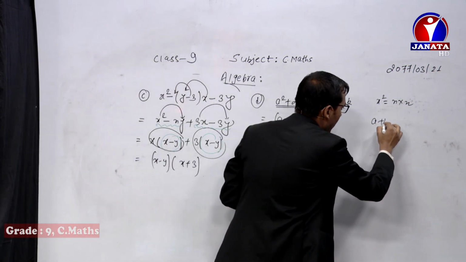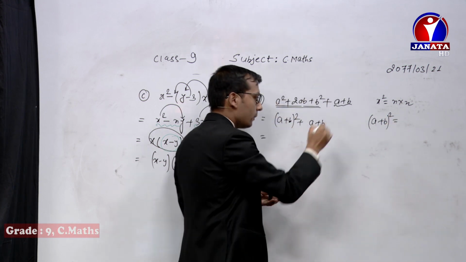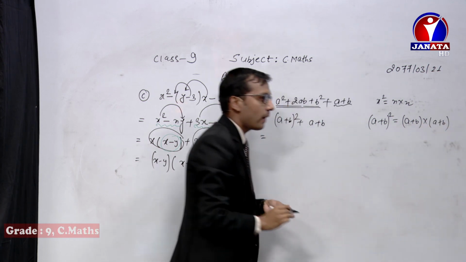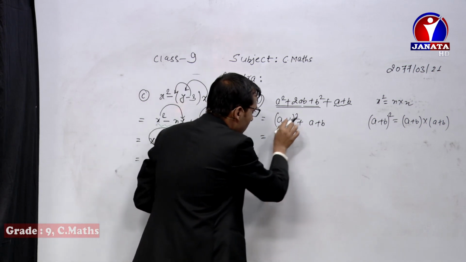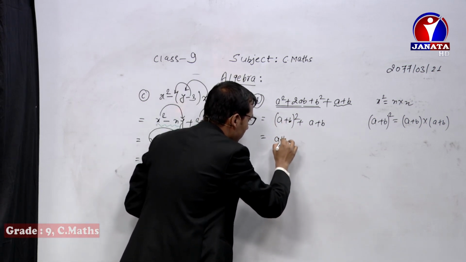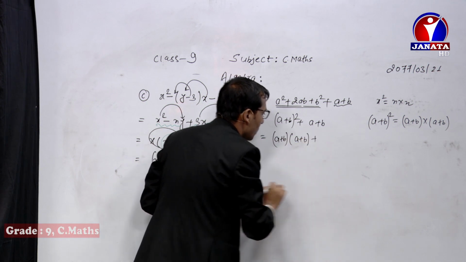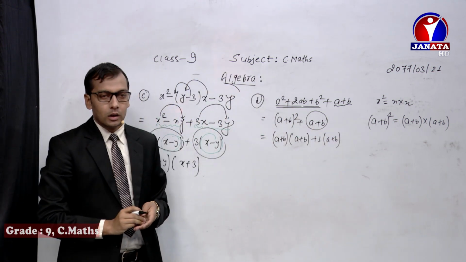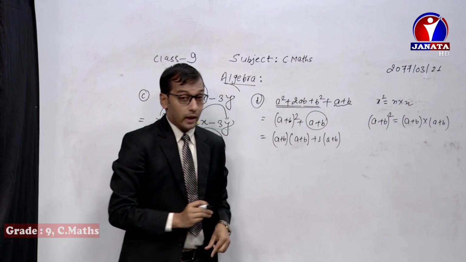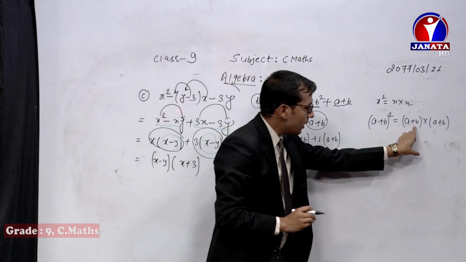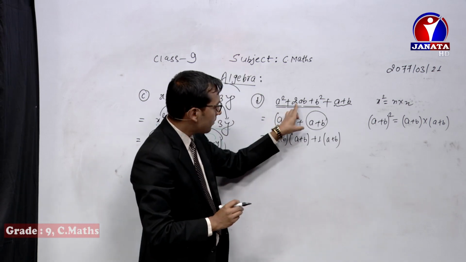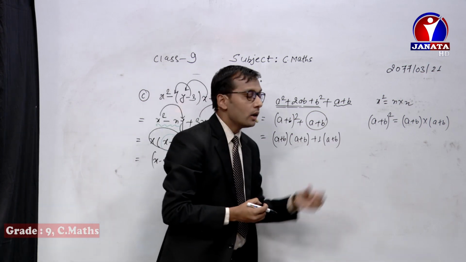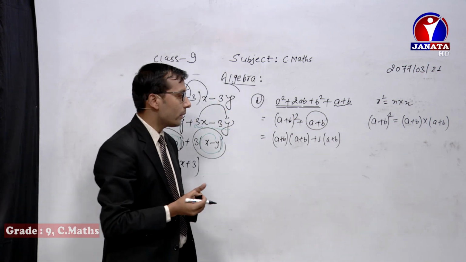Because there are 2 x's. Similarly, what are the factors of a plus b whole square? There are 2 factors, a plus b times a plus b. These are the 2 factors. So let me factorize a plus b whole square. Its factors are a plus b times a plus b, plus what is common, 1. So a plus b whole square: its factors are a plus b times a plus b, but a square plus 2ab plus b square is an expanded form. There is a difference in concept between expanded form and factors.